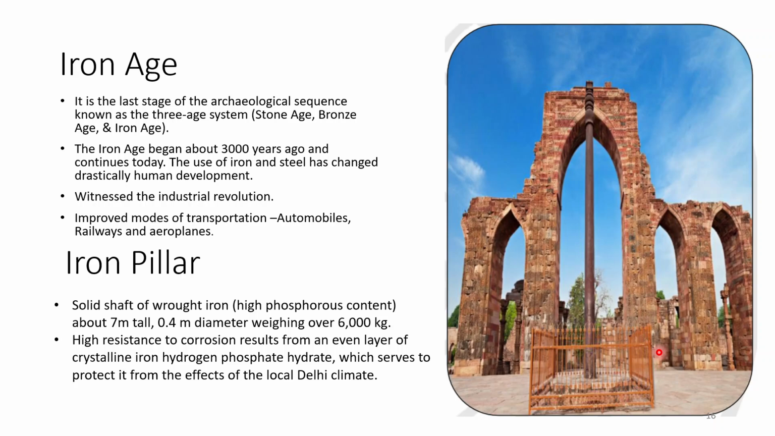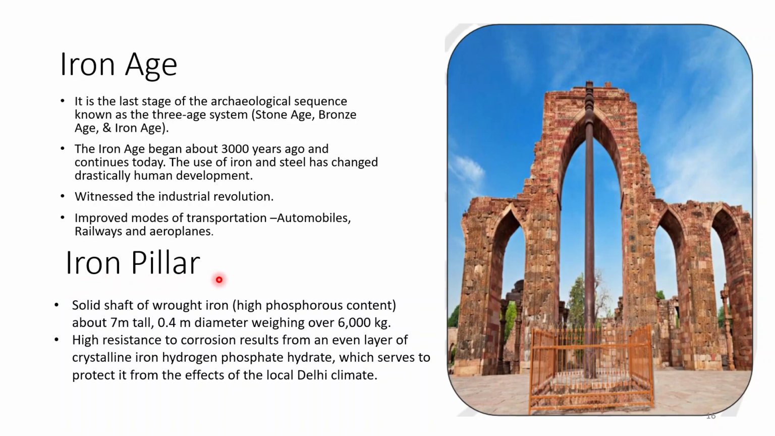Then Iron Age. It is the last stage of the archaeological sequence known as the 3H system: Stone Age, Bronze Age and Iron Age. The Iron Age began about 3000 years ago and it continues today. The use of iron and steel has drastically changed human development. It witnessed the Industrial Revolution, improved modes of transportation, automobiles, railways and aeroplanes. All these almost use steel and iron in some way or another.